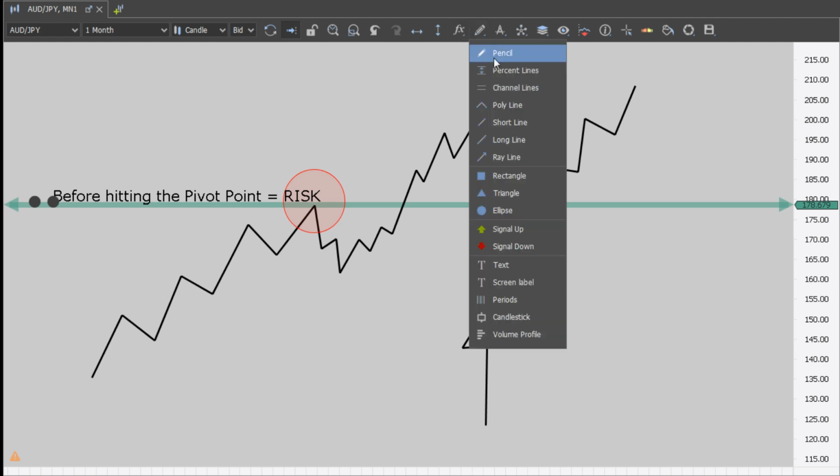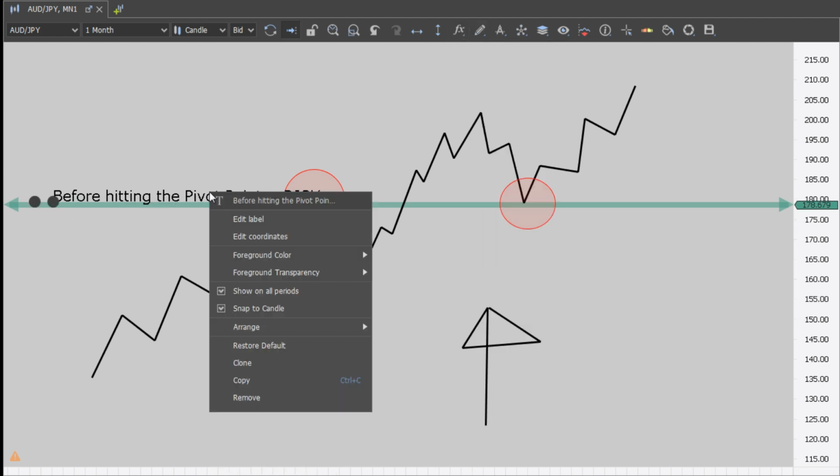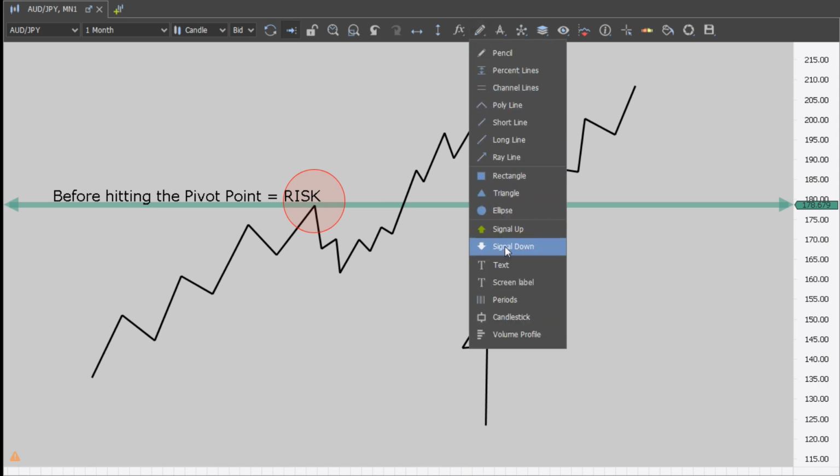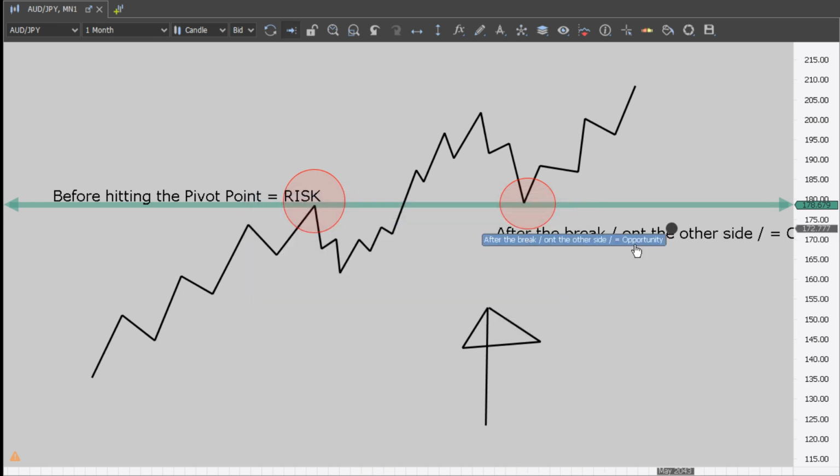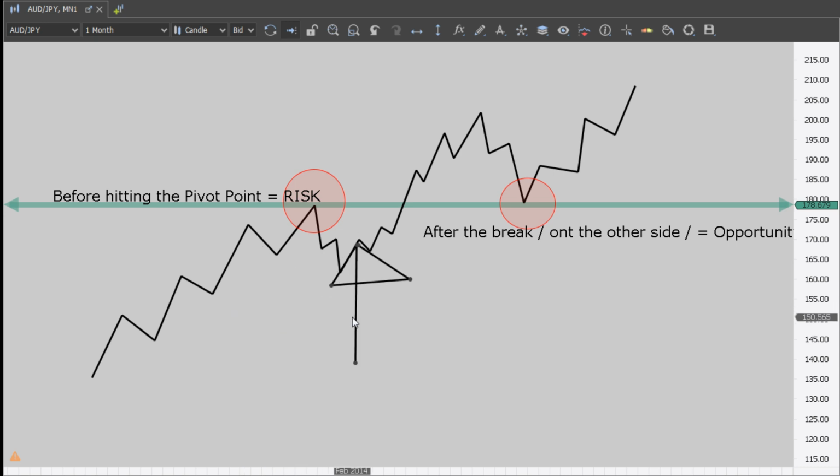And yes, I'm going to explain, just give me some time. And after the break, on the other side, this is going to represent opportunity. Okay, so we have those two. We're going to learn those two today, how to trade pivot points in an uptrend.